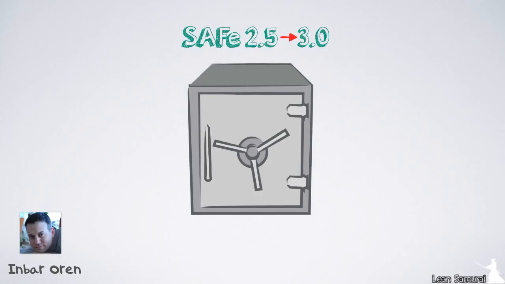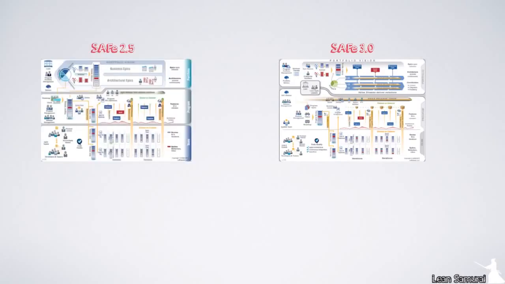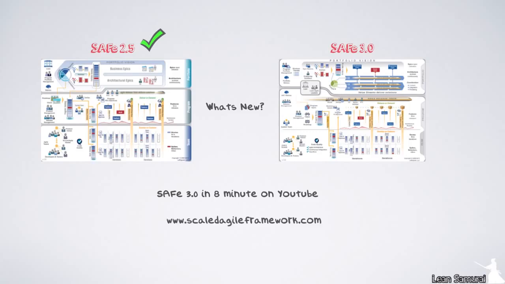Version 3.0 of the Scaled Agile Framework, or SAFe, has just been released, and I wanted to give you a short overview of the changes. This video is for people who know the 2.5 version of SAFe and would like to know what is new. If you don't know SAFe, watch my video, SAFe 3.0 in 8 Minutes, instead. This video will briefly cover each change. For more details, please refer to the big picture at www.scaledagileframework.com.